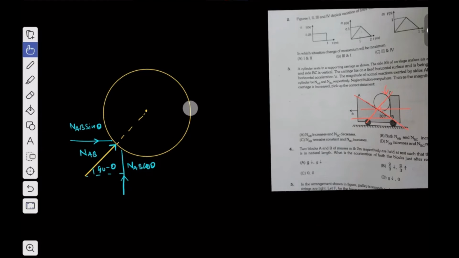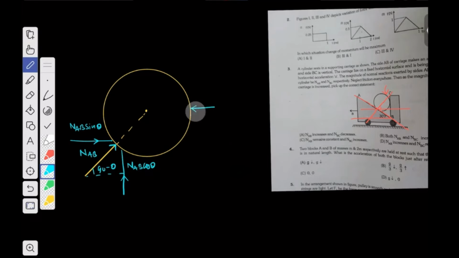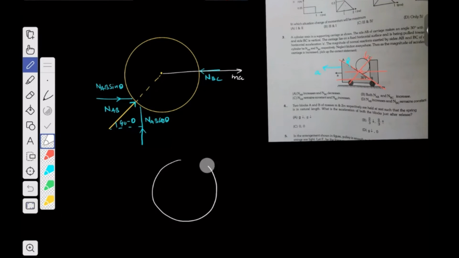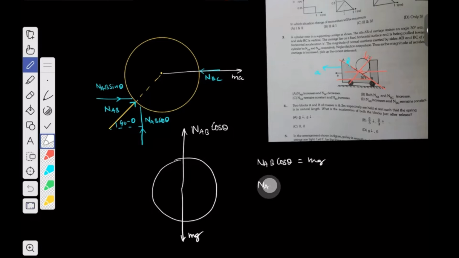Then the normal contact force from BC will be in the horizontal direction. This will be our NBC. The frame from which I'm observing is the wedge's frame, and it has acceleration A in the leftward direction. So we apply a pseudo force in the rightward direction, which will be MA. Now, checking the forces on our object along vertical, we have NAB cos theta acting upward and mg acting down. So NAB cos theta must equal mg, so NAB equals mg by cos theta. Theta is not changing, mg is not changing, so NAB will remain constant.